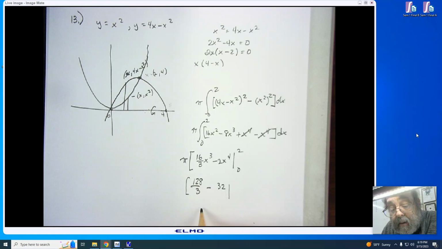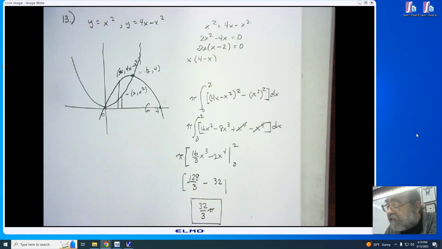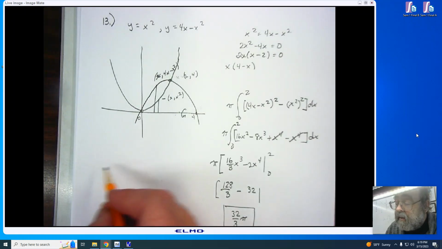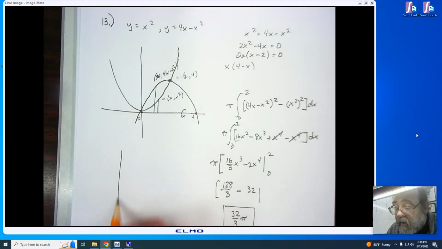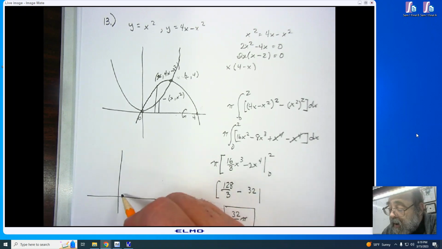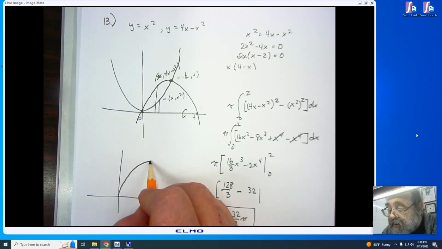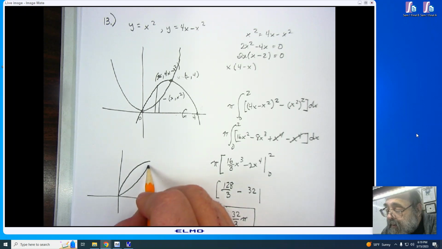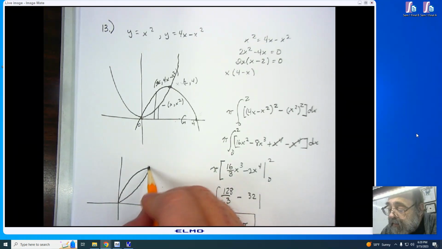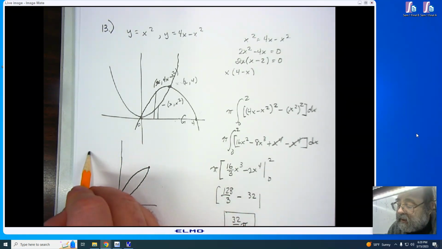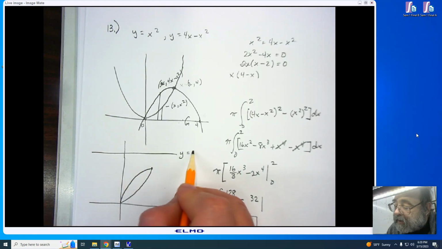I end up getting 32 thirds pi as my final answer. Then we go to B, which is doing the same thing, but now we're revolving around the line y equals 6. So there's my figure. The line y equals 6 is all the way up here.